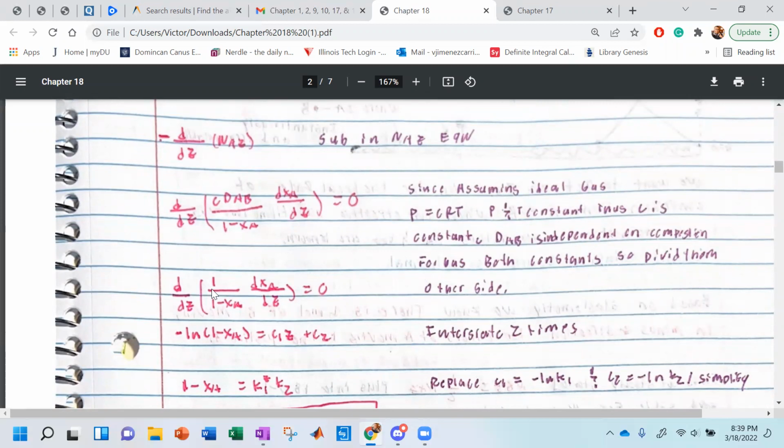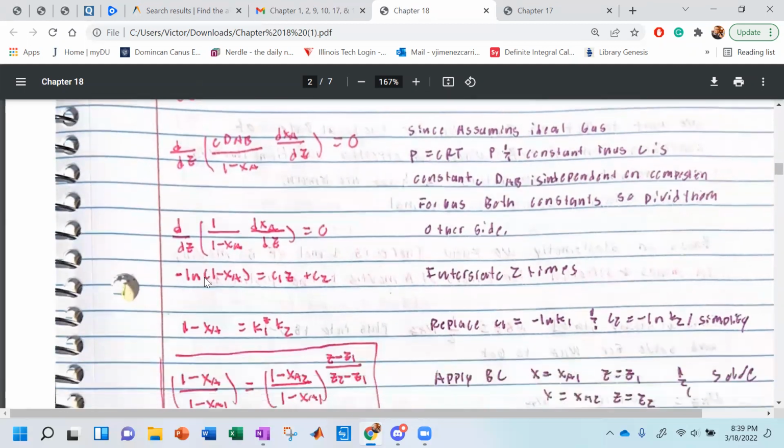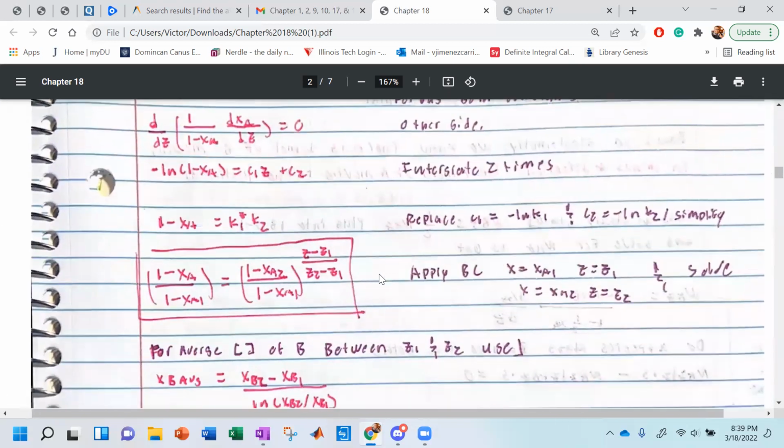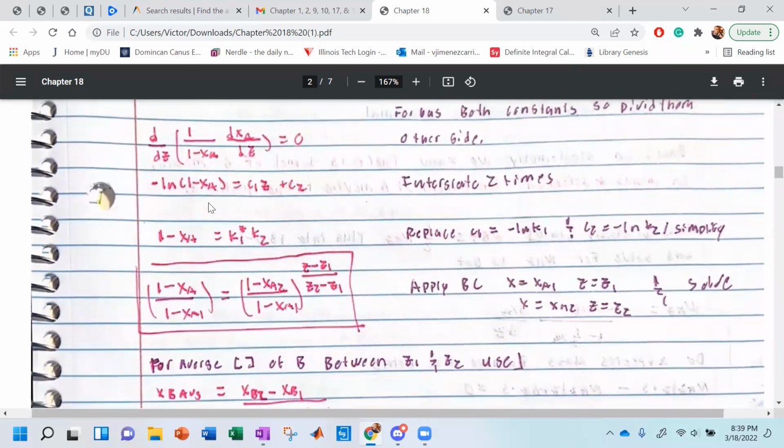Integrate this two times because you have two derivatives, both with respect to Z. You'll end up getting this integration. Not too hard, not too shabby. This first part is just adding a lot of numbers. Now, things get kind of annoying because this chapter likes playing with your constants. Your constants are the most important thing in the world. Here specifically, they say, you know what? We're going to replace C1 with negative natural log of K1, and we're going to replace C2 with negative natural log of K2.